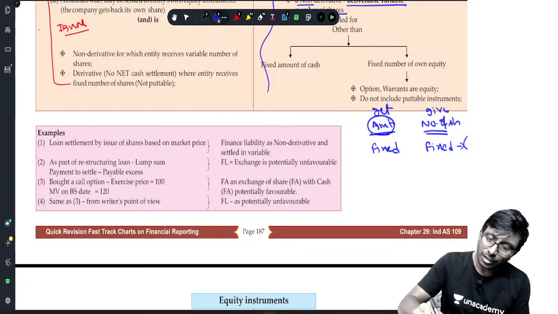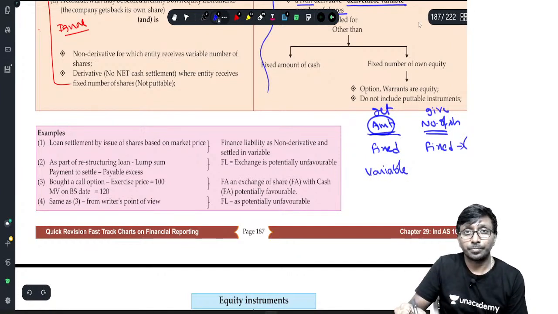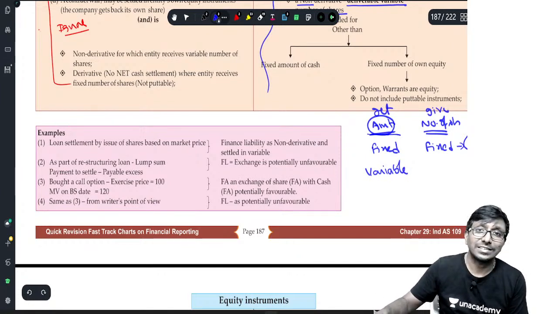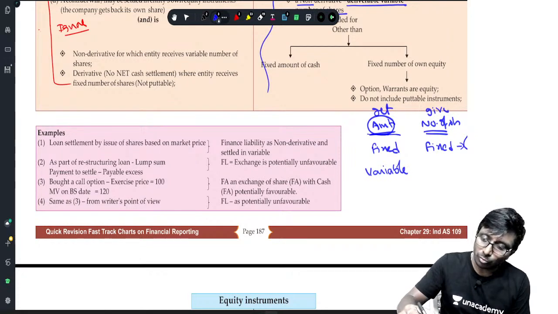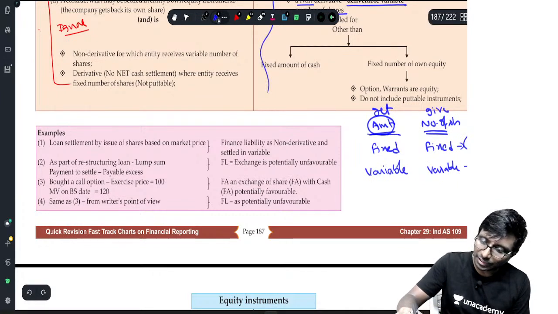How much amount are you going to give? That will be variable, sir. How much I will give depends on the fair market value, or on some other contingency. Okay. How many shares are you going to give? This also I don't know, sir. It will depend. Then it is a financial liability. Correct. If the amount is variable, sir, or if it is fixed but the shares are variable, yes, this is also a financial liability.